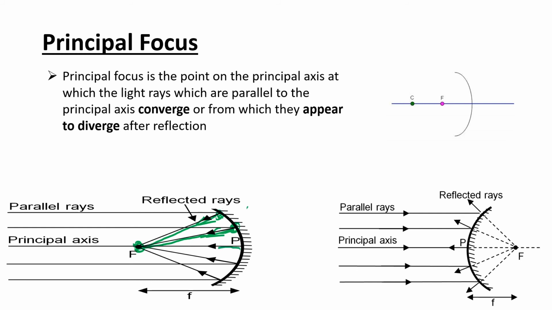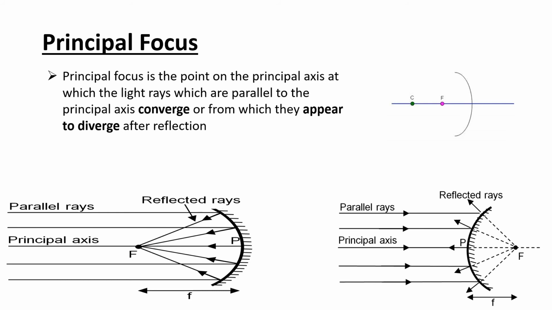This is ray 3 which is reflecting like this. This is ray 4 reflecting like this. This is ray 5 reflecting like this. All these reflected rays meet at focus F. This is in the case of a concave mirror. That is why concave mirrors are called converging mirrors. All the rays are converging to this point, which is called focus.